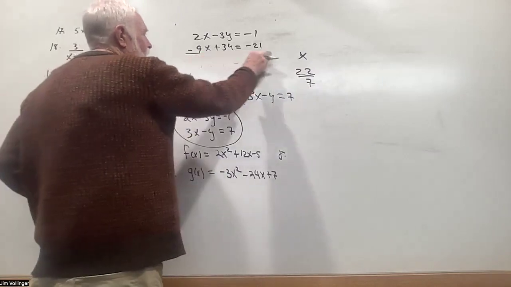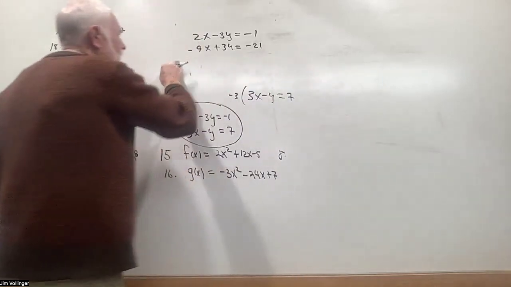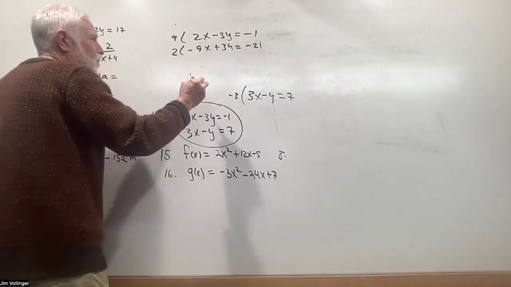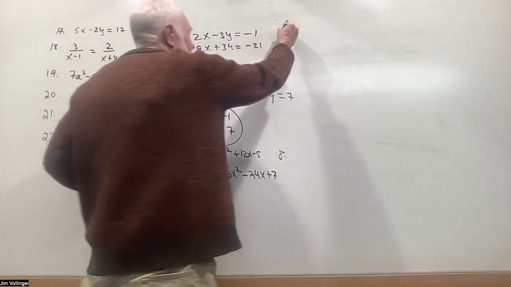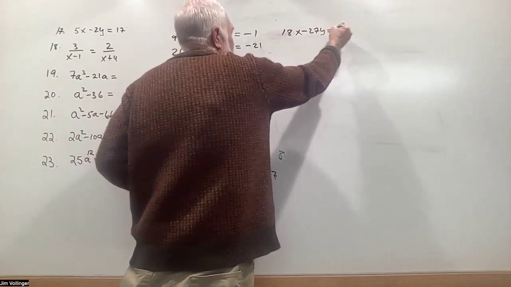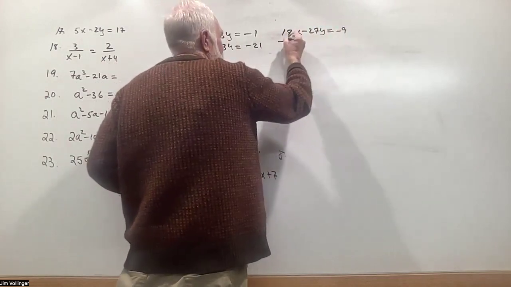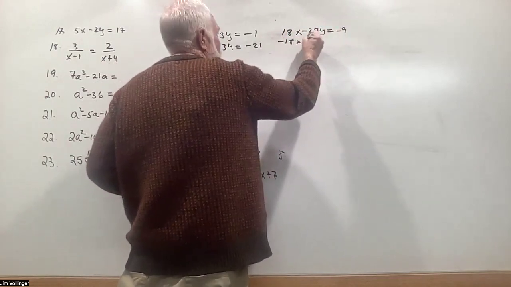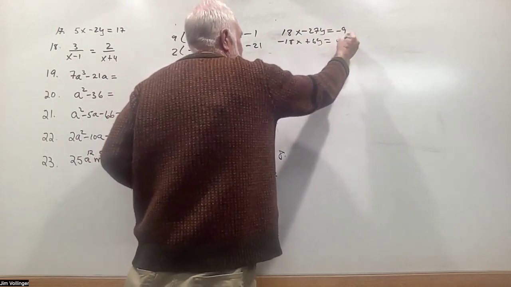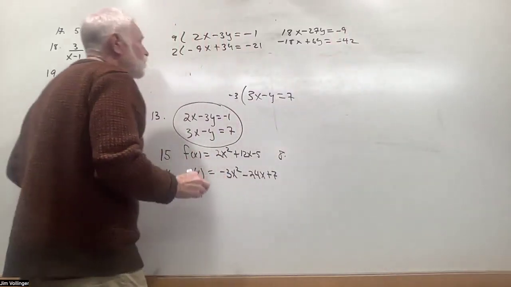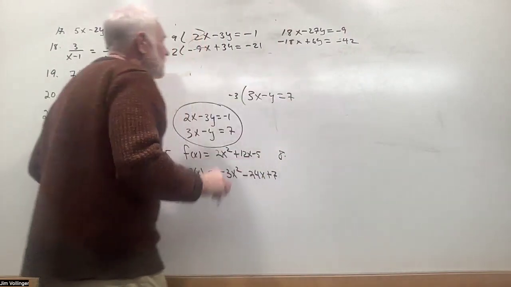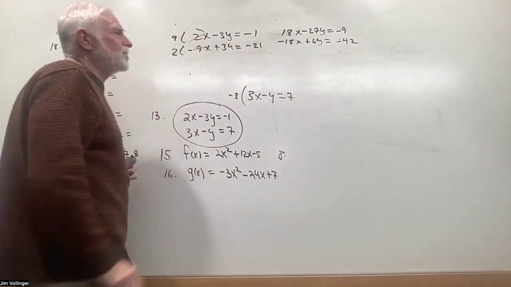I'm going to repeat this process, but for getting rid of the x's. So I'll multiply the top by 9 and the bottom by 2, and I'll go straight across. Because of time, I'll take some shortcuts. Minus 27y equals -9, and -18x plus 6y equals -42. Now I wrote that out, but if I was really doing this, I wouldn't even have written the x's because they cancel. I would have cut right to the chase and just done those.